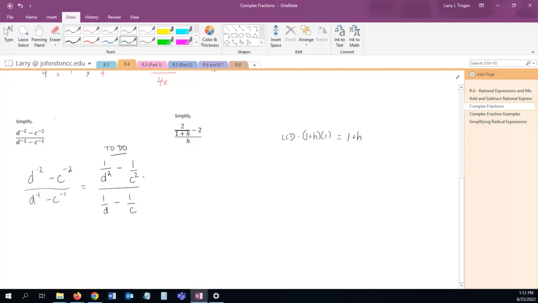Now, to deal with this, there are 2 ways to tackle it. We can either multiply the top by the common denominator on the top and bottom, and then find the common denominator down here and do the same thing, or I could find the common denominator for all 4, and this is something we didn't do last time. What is the common denominator for all 4 fractions?